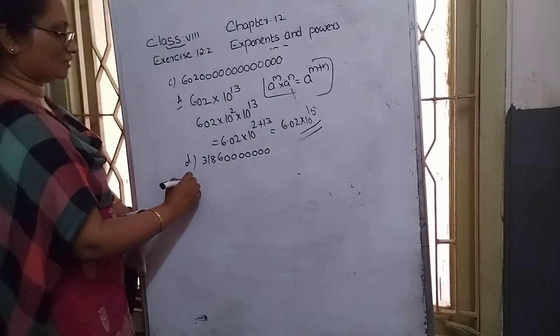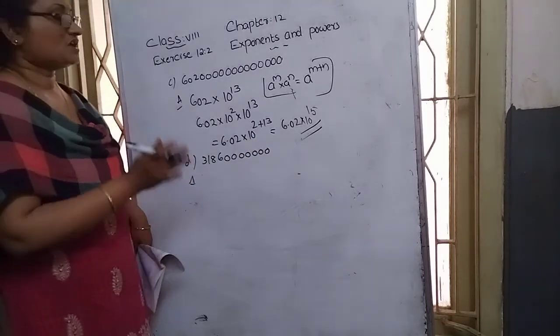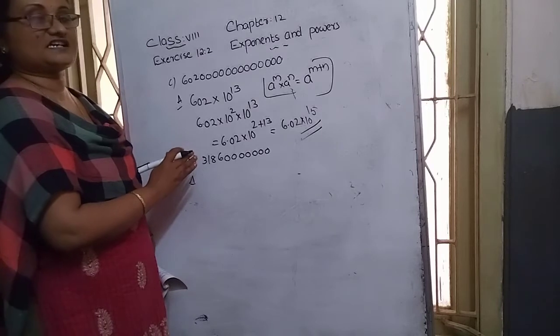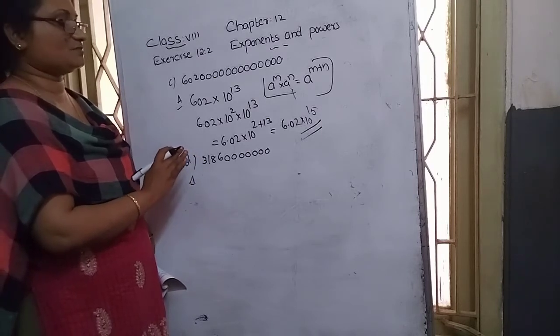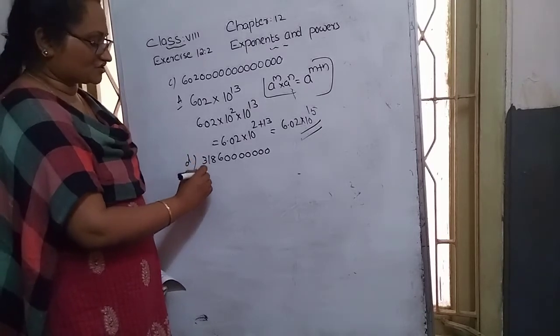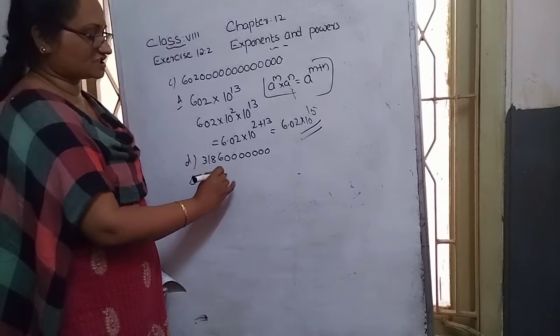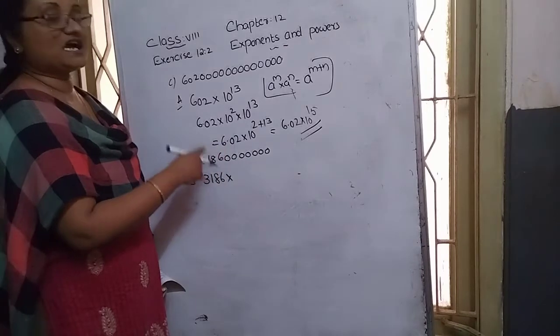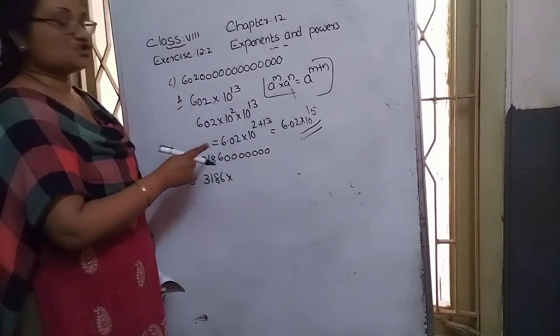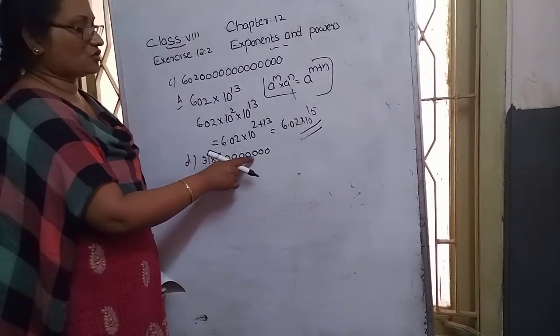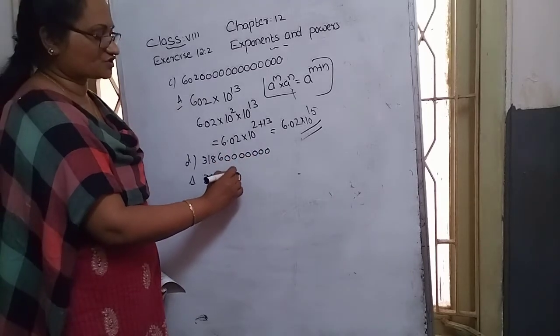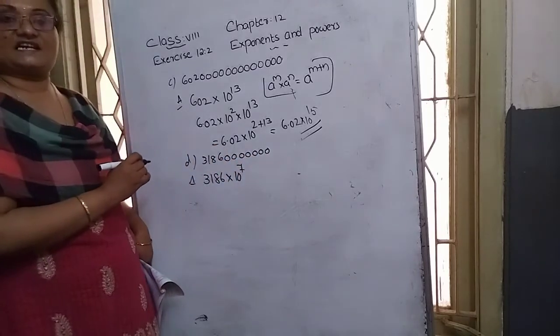In this way, here also the decimal point is not there. Then how do we explain this type of question, a number without a decimal point? First the number is 3186. Then after that number, how many zeros are there? 1, 2, 3, 4, 5, 6, 7 zeros are there. So we can write 10 power 7.